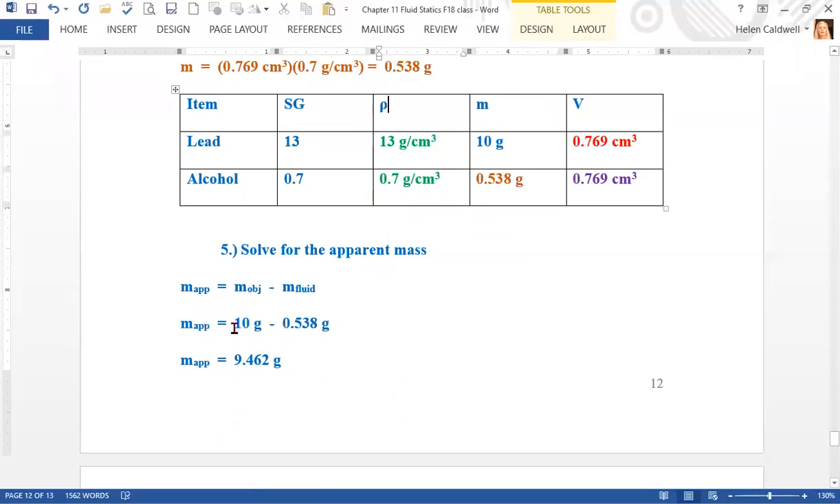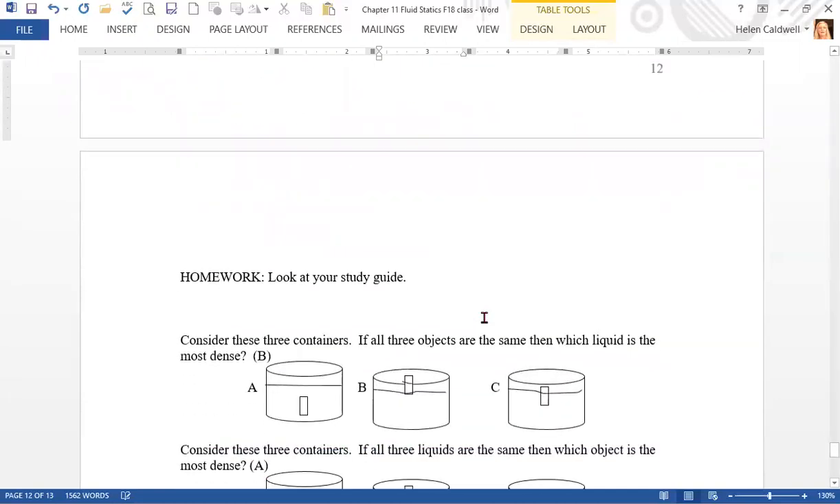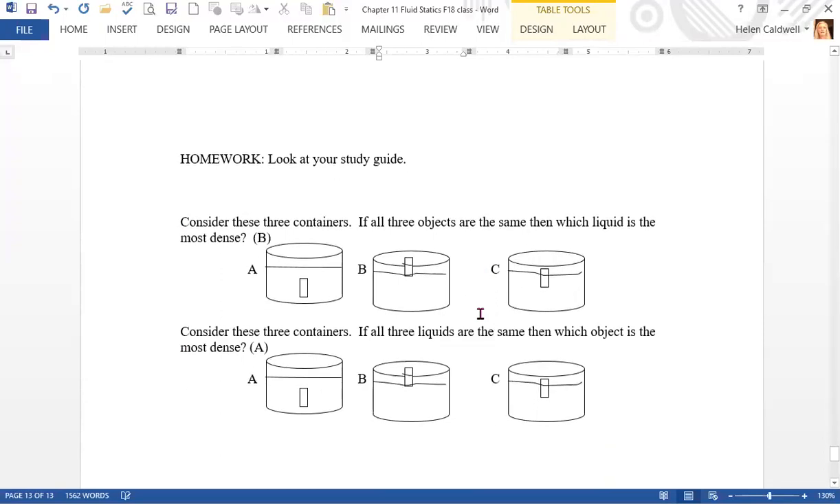Apparent mass is going to be the mass of the object in air. That would be the 10 grams minus the mass of the displaced fluid. So that's the mass of the alcohol. And that would give us 9.462 grams. That's our answer. The table is really helpful if you will just let it lead you along. Do your study guide problems. Actually, the best thing is to start with this example and see if you can repeat it.